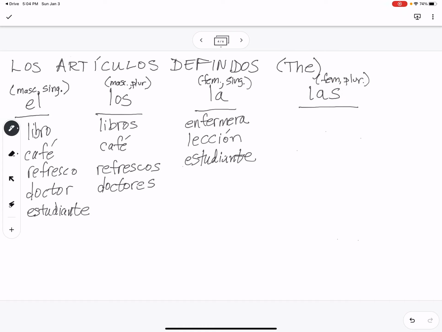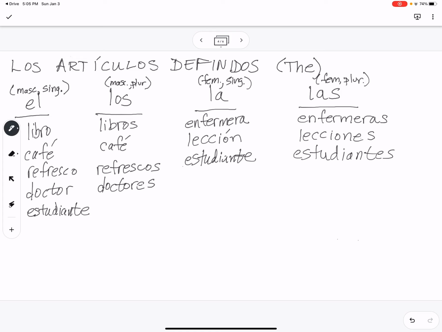So la enfermera meant the nurse. The nurses, las enfermeras. La lección, the lesson. Las lecciones, the lessons. La estudiante, las estudiantes, the student and the students. So that is how your definite articles work.